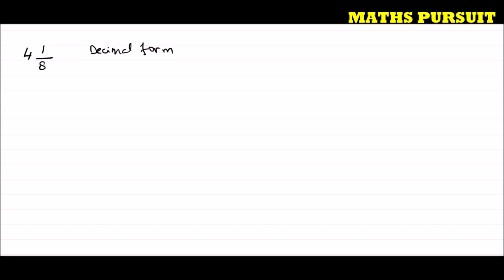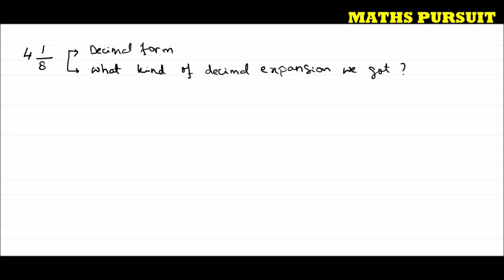And the other thing that we need to do is find out what kind of decimal expansion we got. So these are the two things we need to do with the given number. Number one, the question has given us 4 1 upon 8, and we need to convert it into a decimal form, and the other one is what kind of decimal expansion we got.